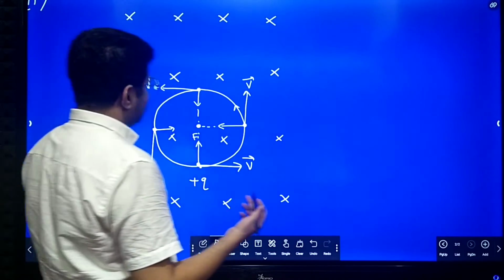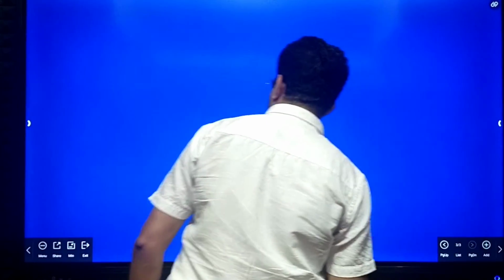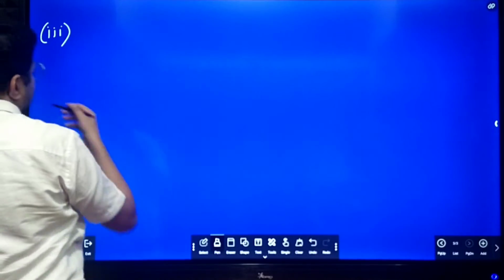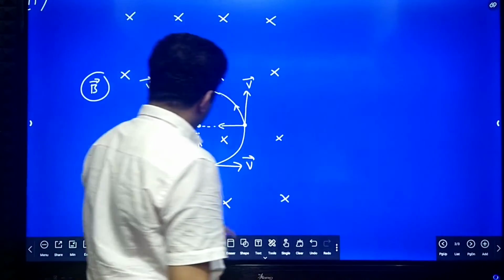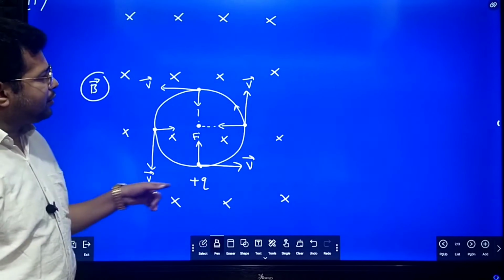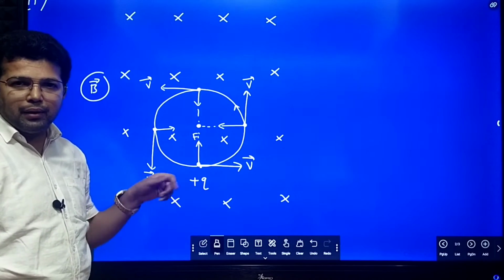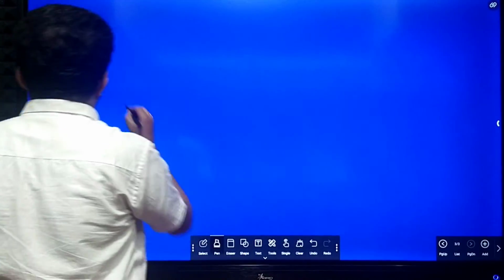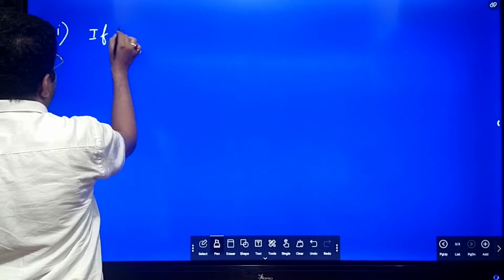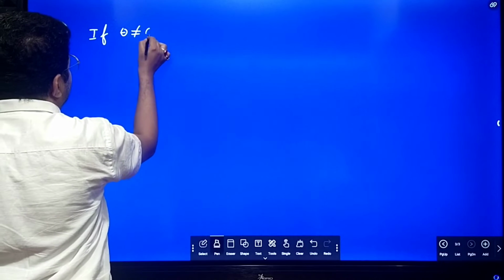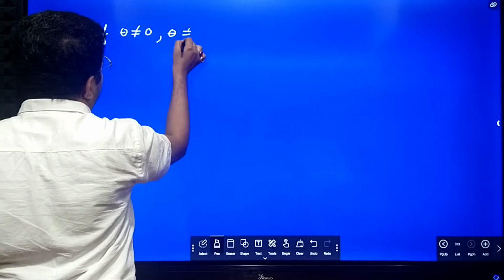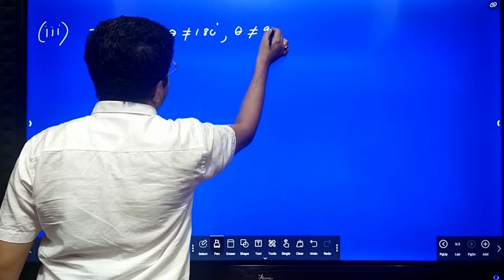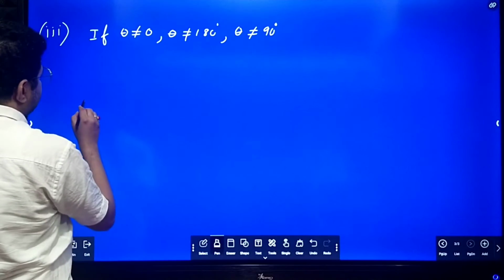Okay. Next, what is the third case? See the previous case here, we can calculate the equation for radius and time period. That I will do in the next video. Now here, third case, what if theta is not equal to 0 degree, theta is not equal to 180 degree, and theta is also not equal to 90 degree? Now what happens?